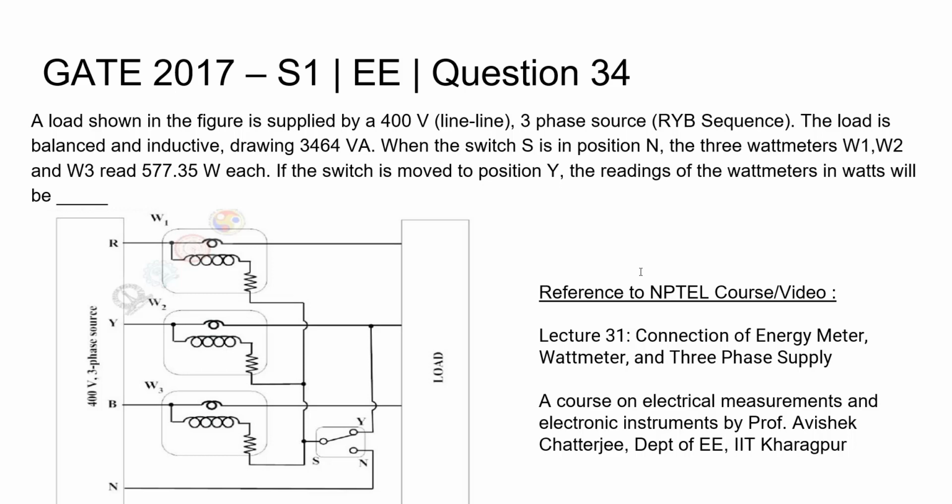When the switch S is in position N, the three wattmeters W1, W2 and W3 read 577.35 watt each. If the switch is moved to position Y, the readings of the wattmeter in watts will be dash.